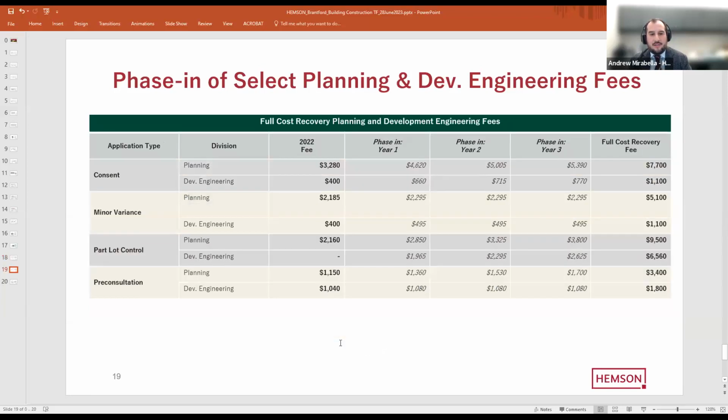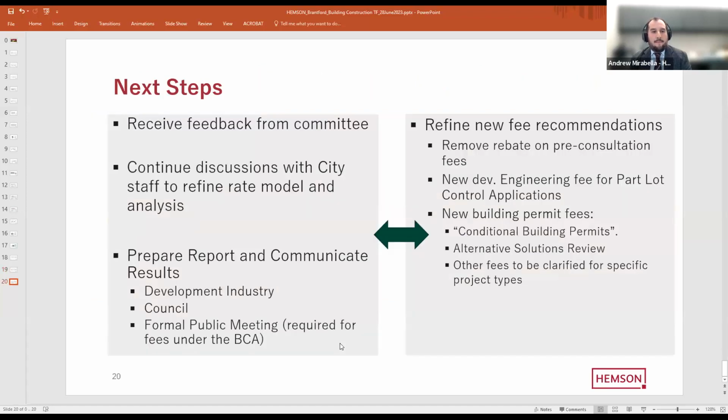The next slide is just a continuation of some of those fees, some of the smaller end fees from consents and minor variants and part law controls and pre-consultation. What that would look like again from the 2022 fee transitioning to full cost recovery or otherwise over that 3-year phasing period. I just note that we did the 3-year period, but that phasing schedule, if there's recommendations to adjust that higher or lower, that could also be done from a Hemson perspective. So that really concludes my presentation.